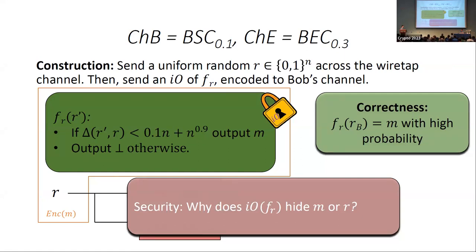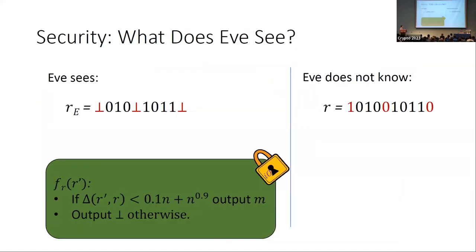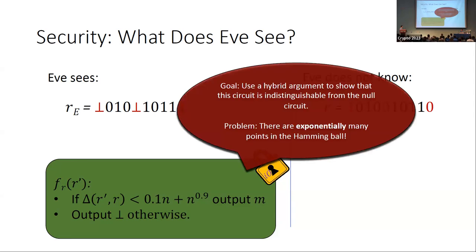Now we're gonna move to the IO setting. And the question we should be asking ourselves is, why would IO of F sub R, this Hamming ball function, hide anything? After all, what is our goal? Our goal is to use some hybrid argument to show that the circuit is indistinguishable from the null circuit. And the problem is that this Hamming ball circuit actually differs in potentially exponentially many points. So there's no way that IO will work. IO only works on functions that have identical input-output behavior.